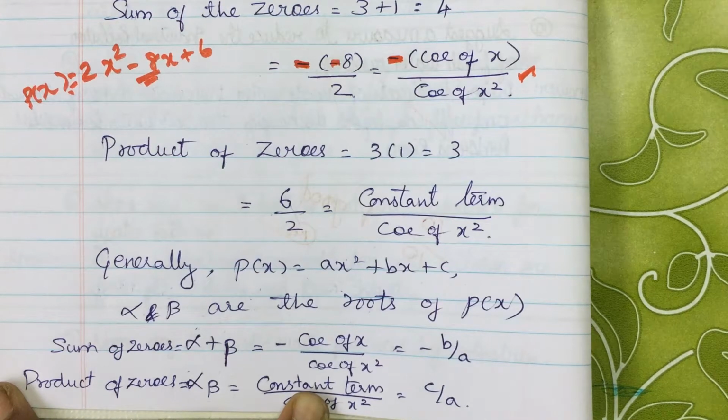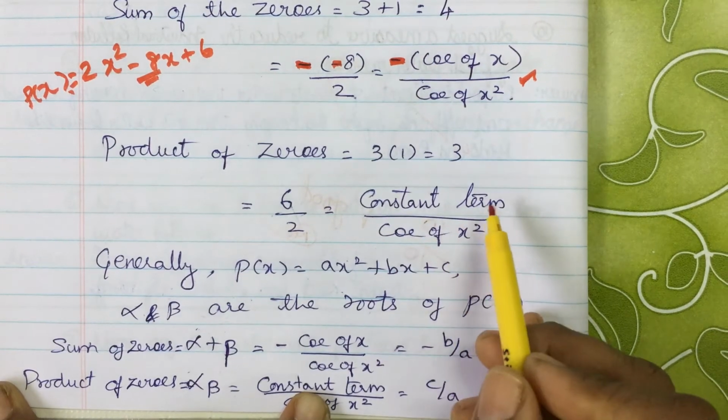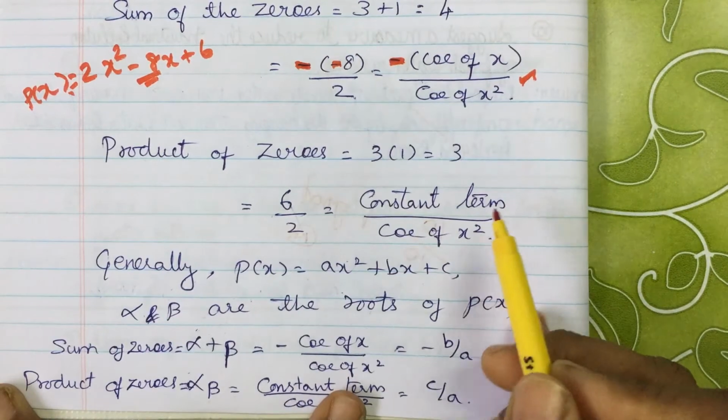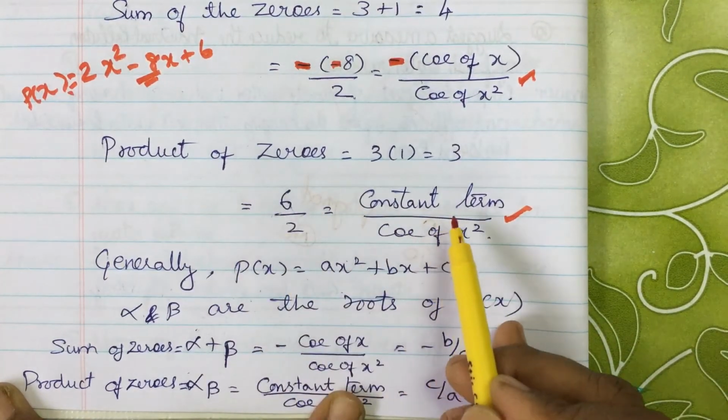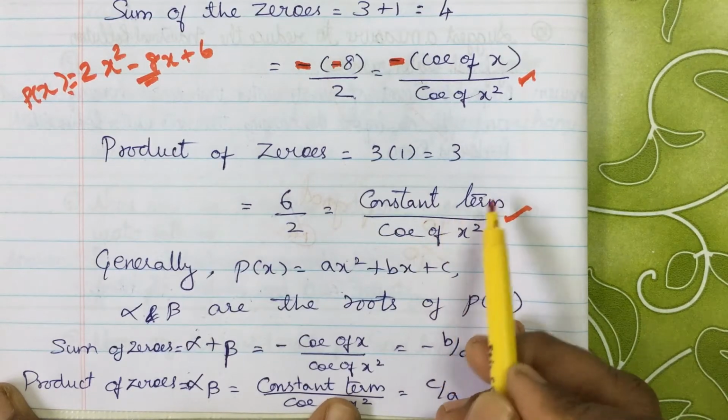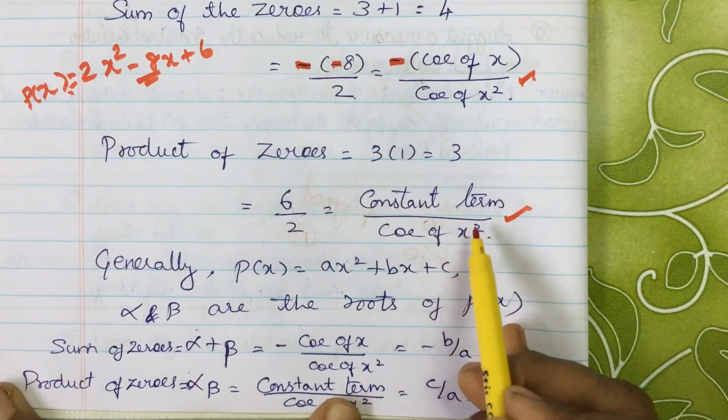So 6 is the constant term. If you go and see the equation of the polynomial, you can say 6 is the constant term and 2 is the coefficient of x square. So again writing it down here, you will get a formula: the product of the zeros is equal to the ratio between the constant term and the coefficient of x square.